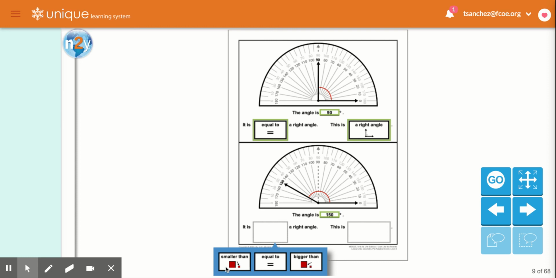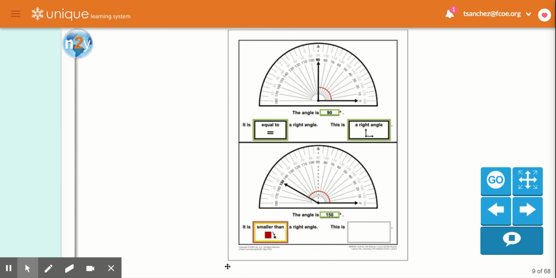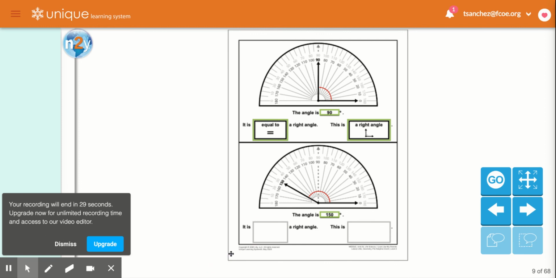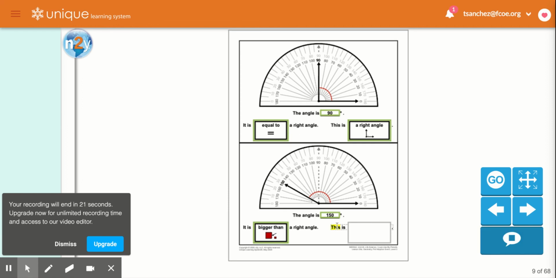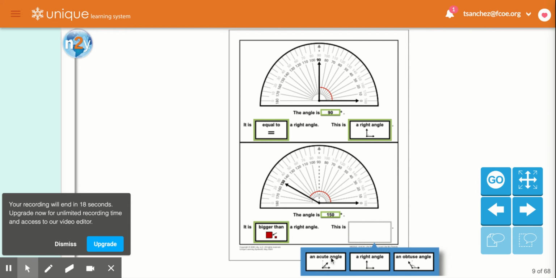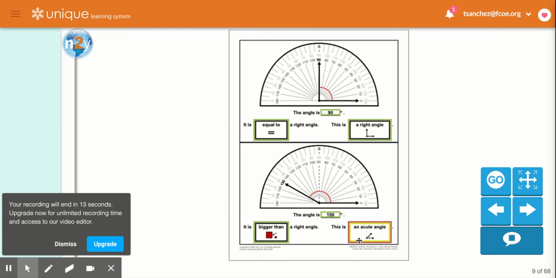Let's see. Is it smaller than? No. That sound means no. That's not it. Is it equal to a right angle? No. I only have 30 seconds, so I'm going to hurry up here. It is bigger than. So what do we call something bigger? Is it an acute angle, a right angle, or an obtuse angle? An acute angle? No. It's obtuse. An obtuse angle.